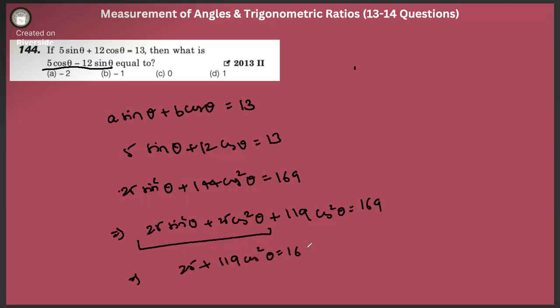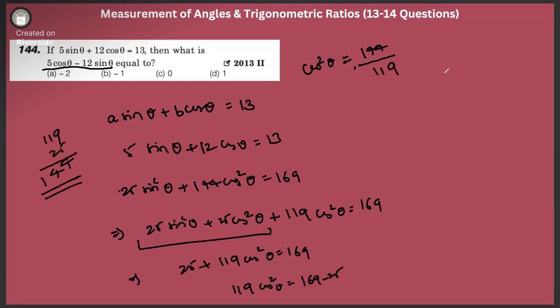119 cos square theta, 169. So 119 cos square theta is equal to 169 minus 25. That means cos square theta is equal to 144 divided by 119. Here the challenge starts. In the denominator, we have 119, right? So cos theta is equal to 12 divided by root under 119, right?